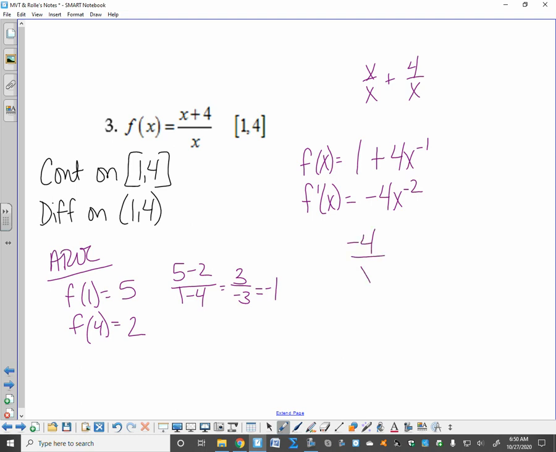So then I have 4, and I want that to equal a negative 1. Multiply both sides by x squared. Divide by negative 1. Root both sides. And I'm in the interval 1 to 4. So there he is.